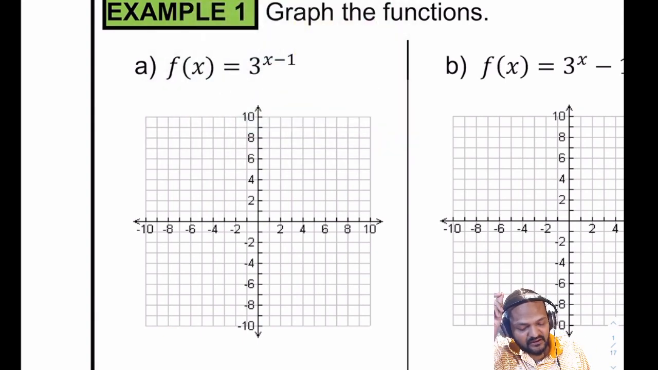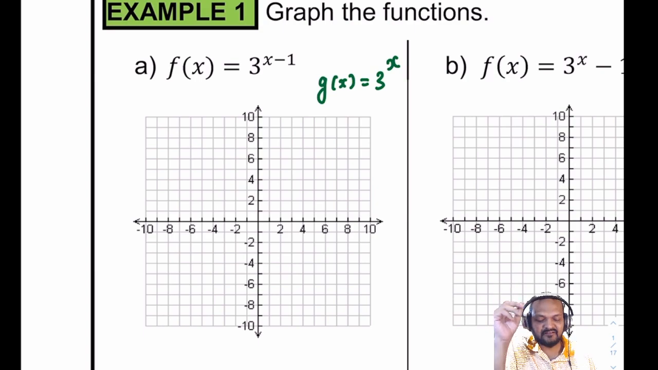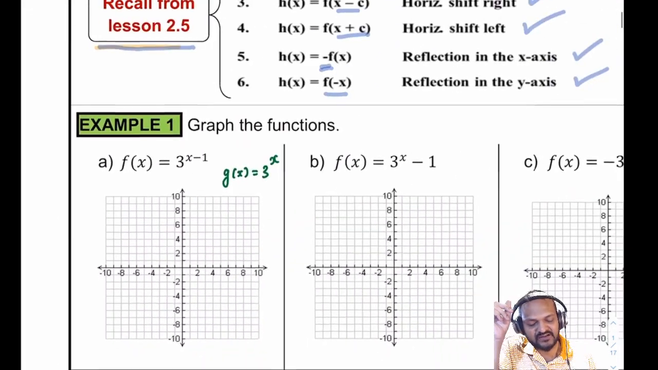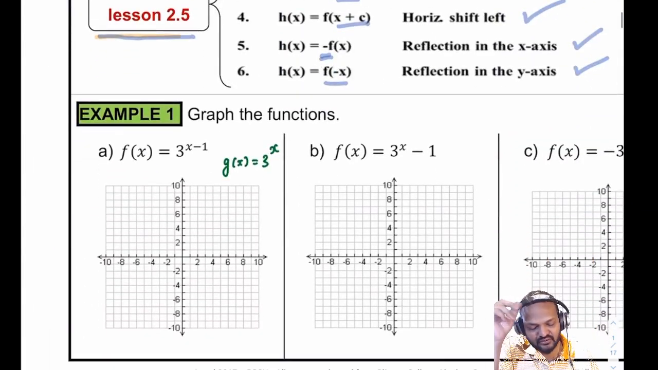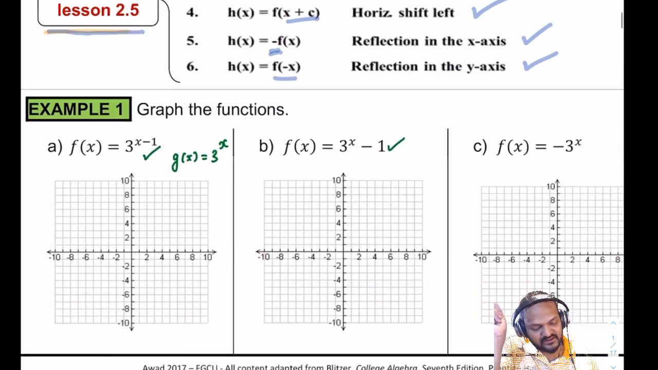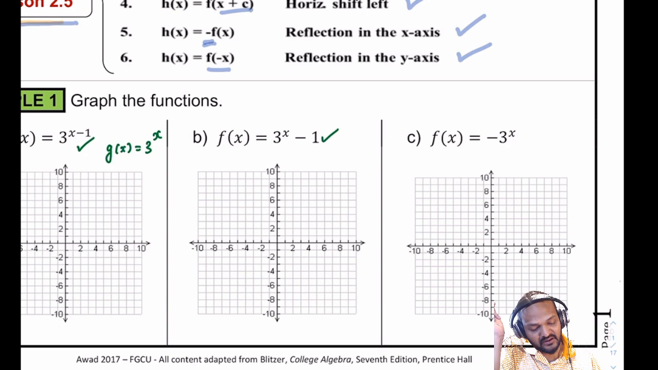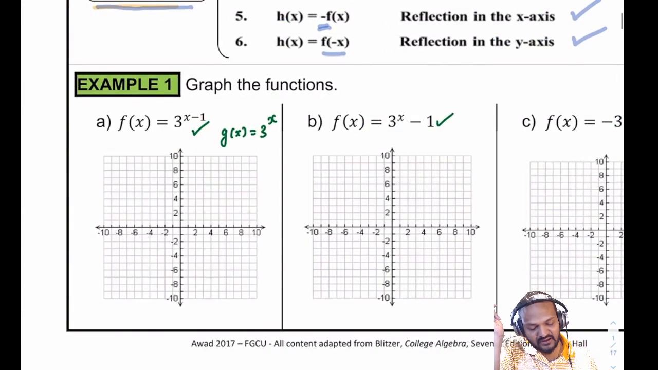I'm going to say g of x equals 3 to the x, right? Once we graph that, then we can use these transformations to graph 3 to the x minus 1, 3 to the x minus 1, and minus 3 to the x, right? We can graph all that. So let's try to quickly graph that.